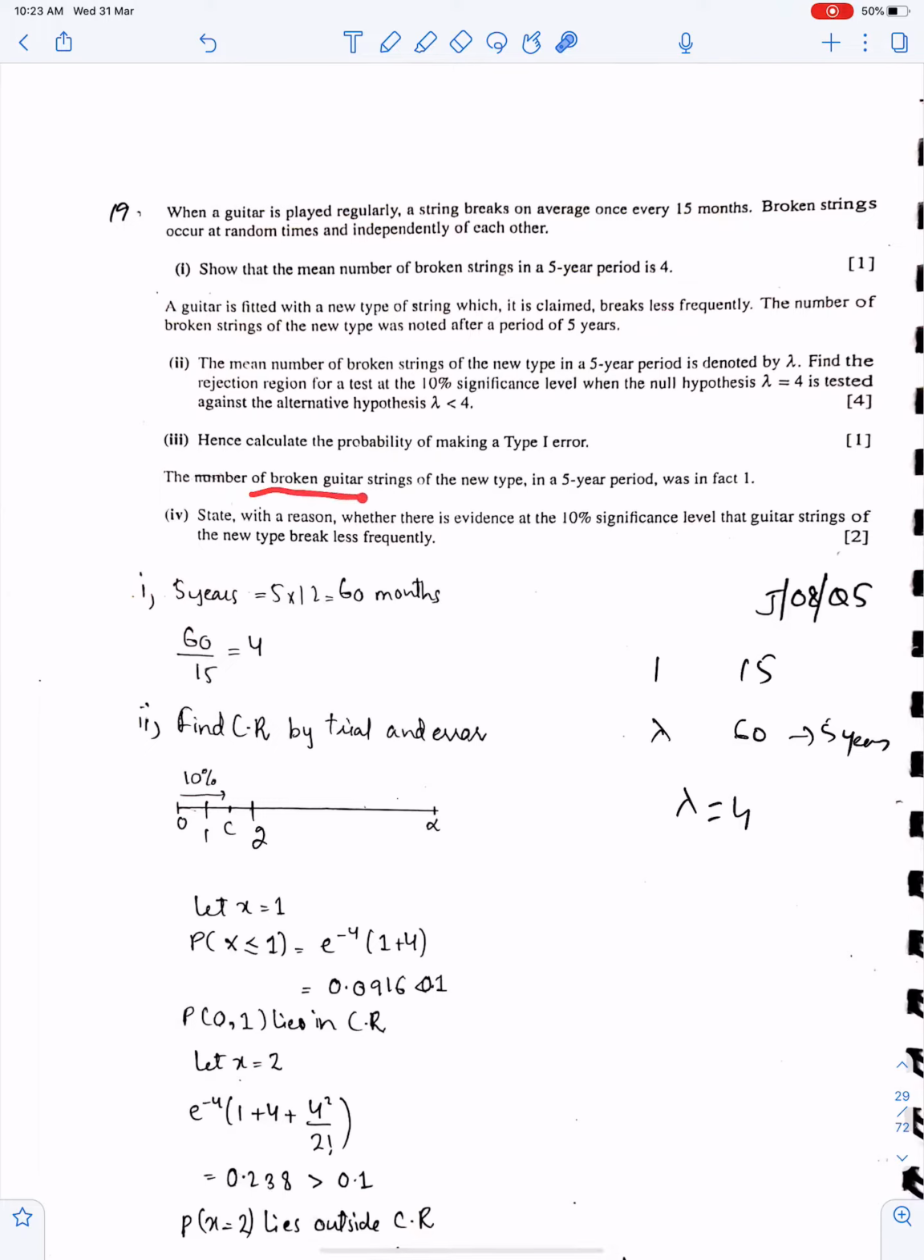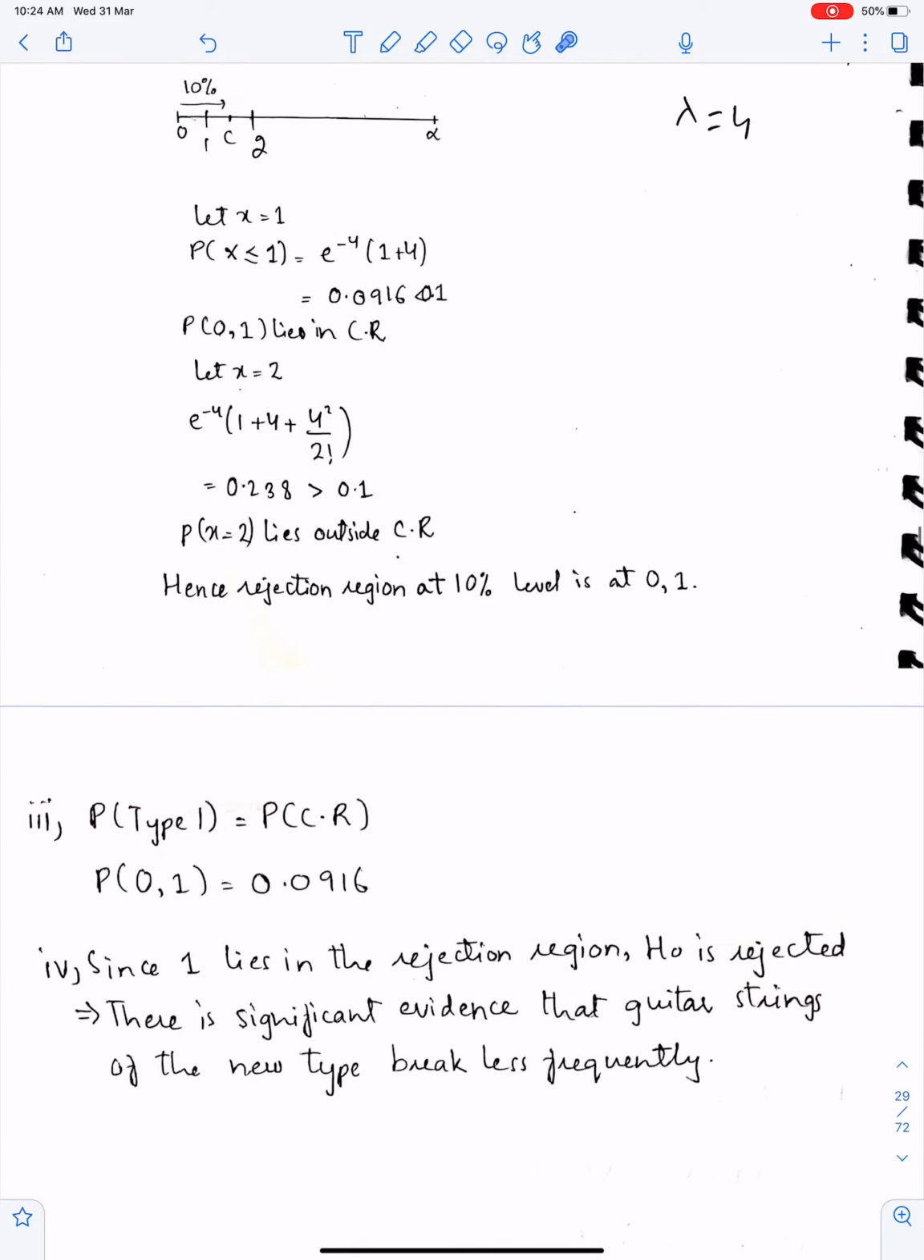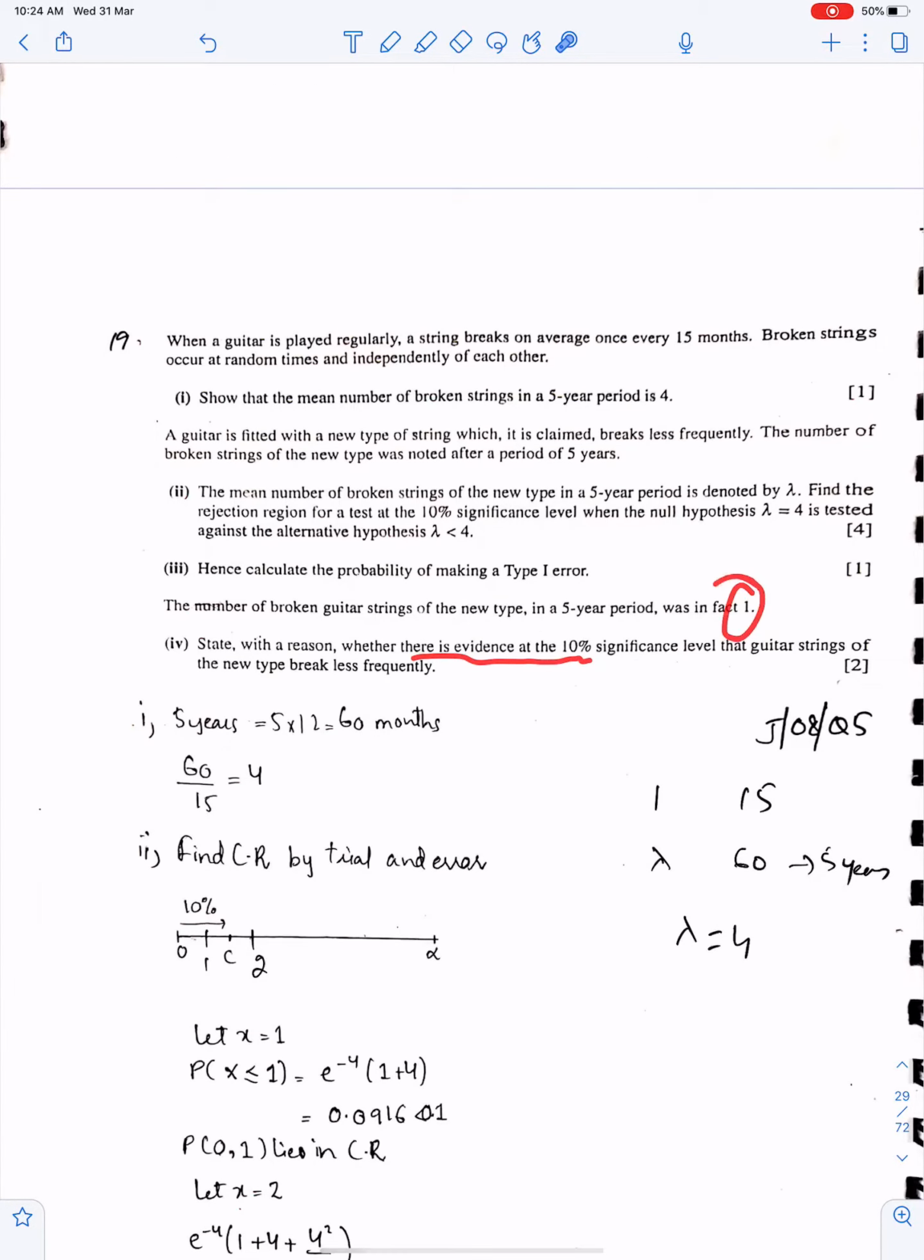The number of broken guitar strings of the new type in the 5-year period was in fact 1. This is the new lambda. State with a reason whether there is evidence. This is the new test value in fact. Yeah, this is the new test value.